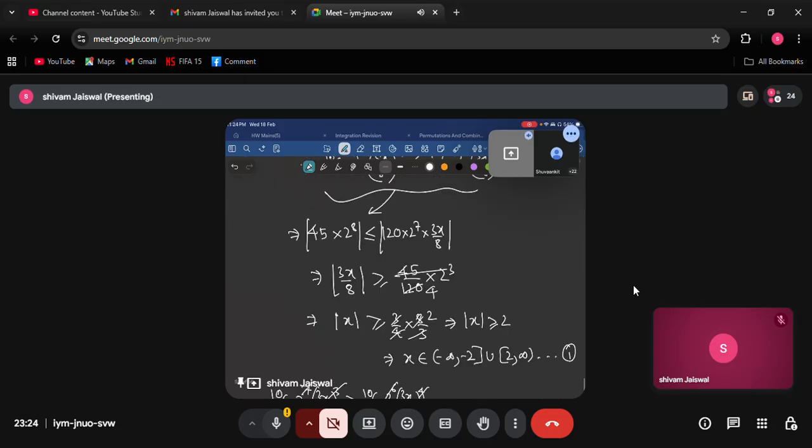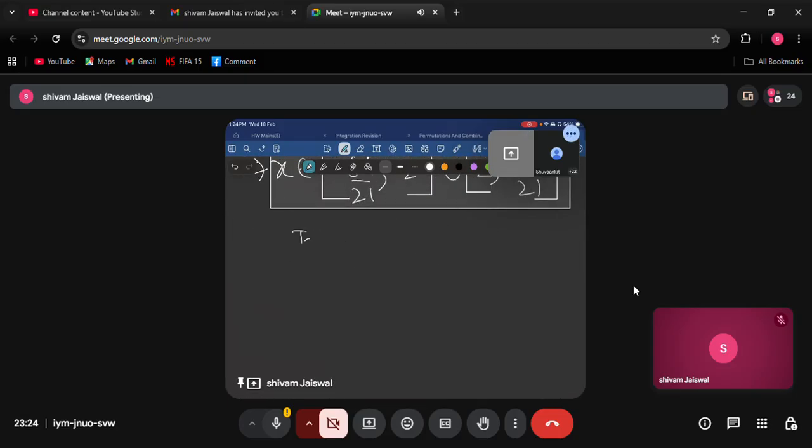Okay, let's see. 10C3 into 2 to the power 7 into (3x by 8) whole to the power 3. Okay. But over here, we have to compare with T3 and T5. Are you getting? So how come we can use maximum minima over here? Wait, I'm missing out on something.